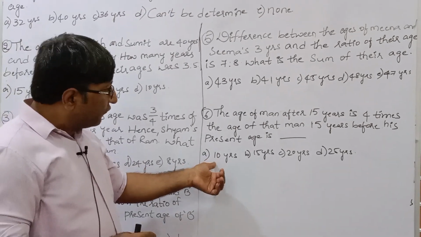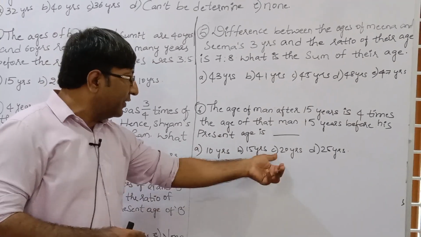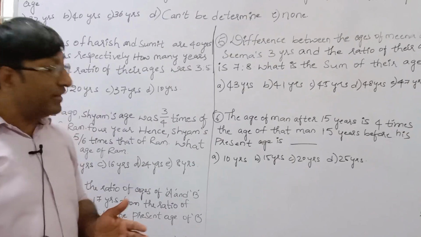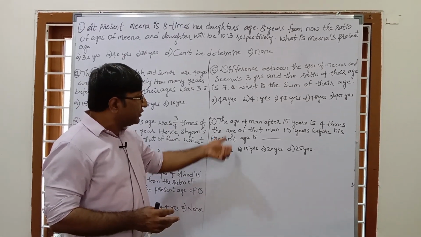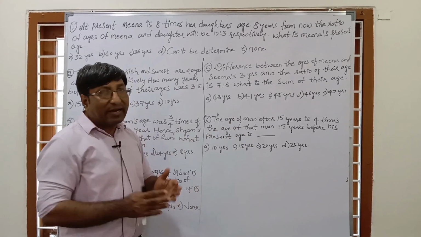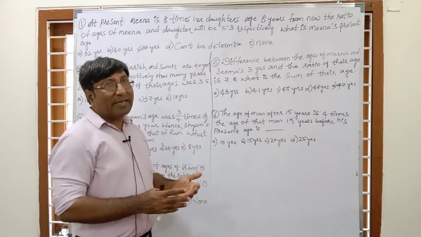By the option method, we take the option as the present age. So among all the given options, the correct answer will be the present age. With the help of that age you check whether this condition is right or wrong. If your condition is right, then that option is your correct answer.